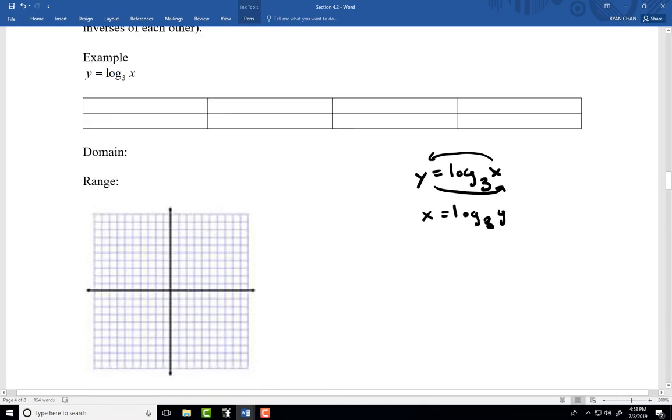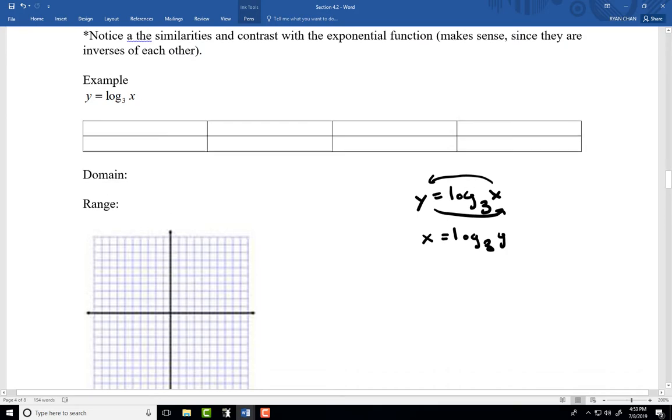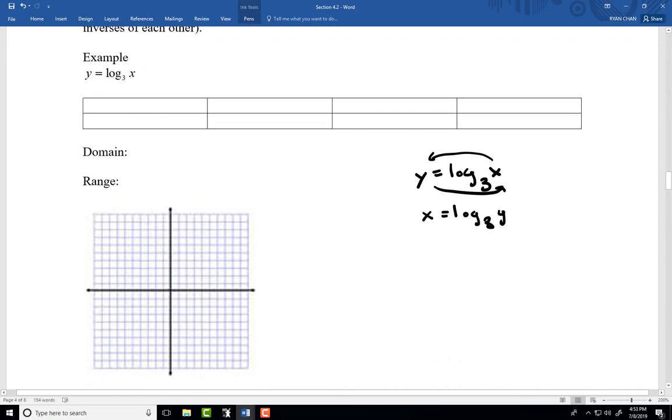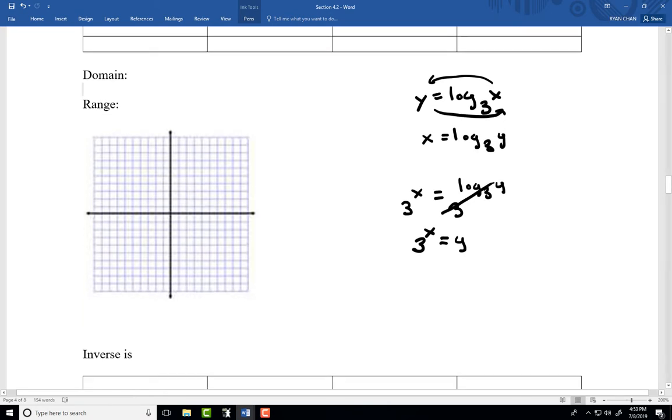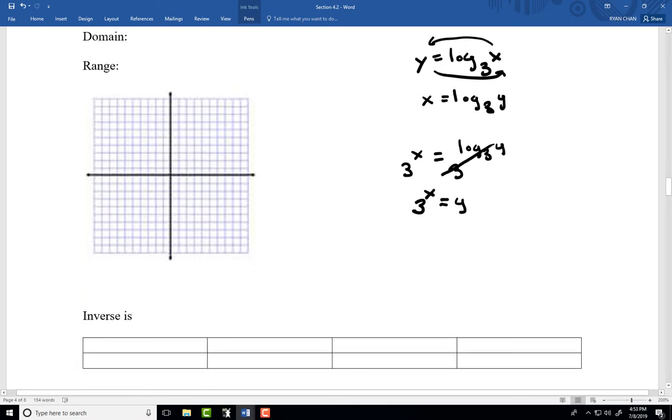So what I want to do is solve for y. How do I solve for y? I have log base 3 of y, and I do base 3 to cancel it out. Now to balance it out, I have to do base 3 for x as well. So my inverse is actually going to be y is equal to 3 to the x.